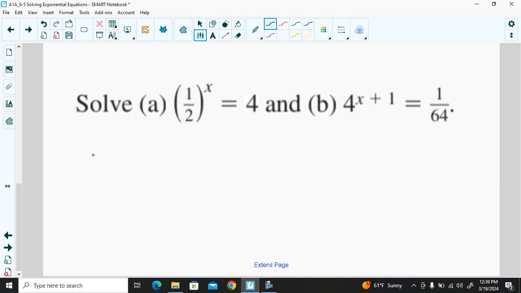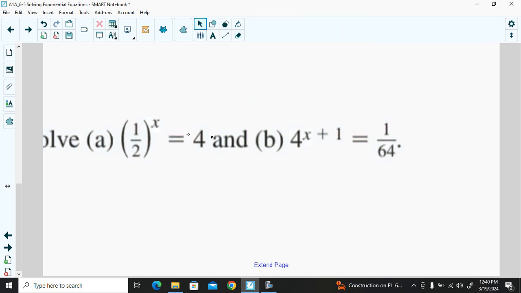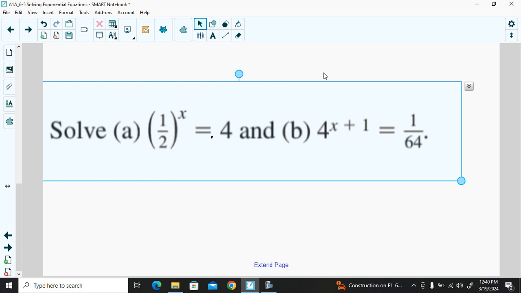So we have 1/2 to the x is equal to 4. So we have to write 4 with a base of 1/2. So how do I write 4 with a base of 1/2? It means the exponent's going to be negative. So that's going to look like this. Oops. I don't know why that just moved, but it did. All right, so let's put that back here.